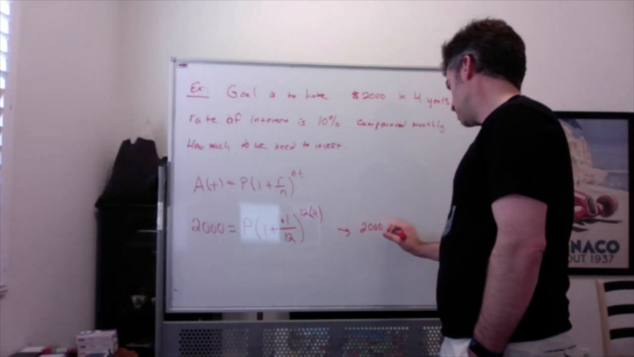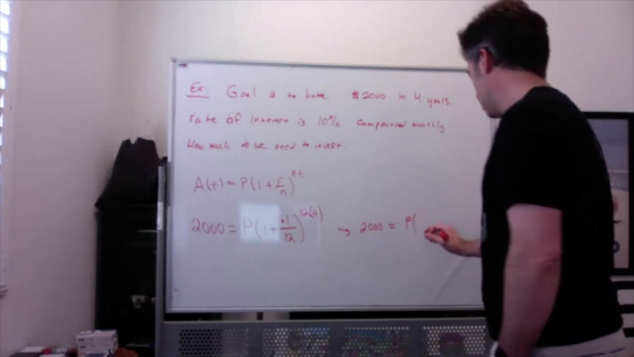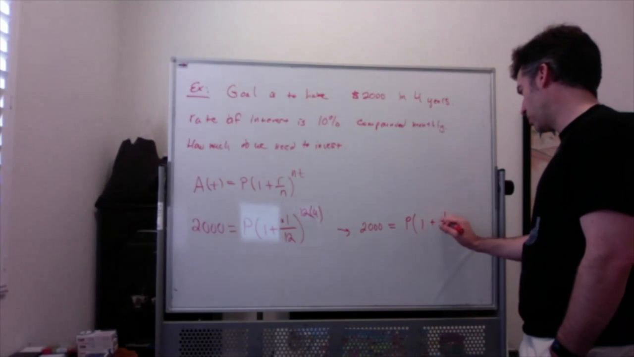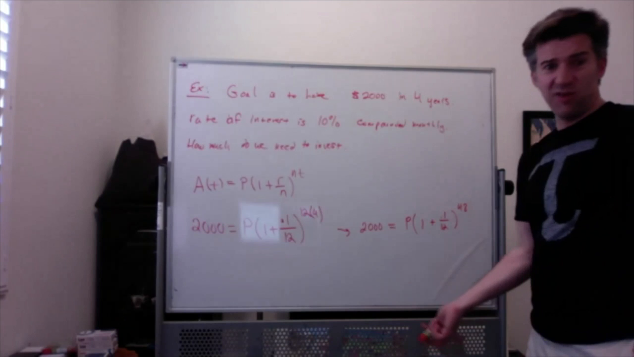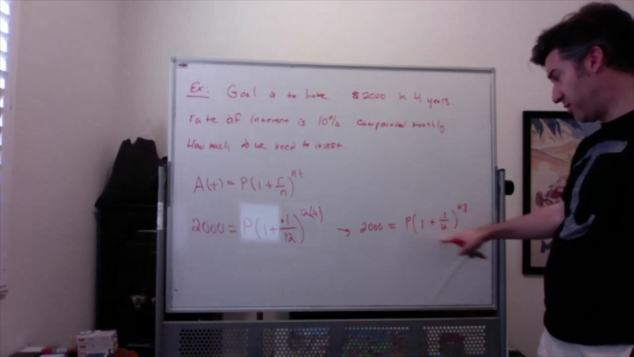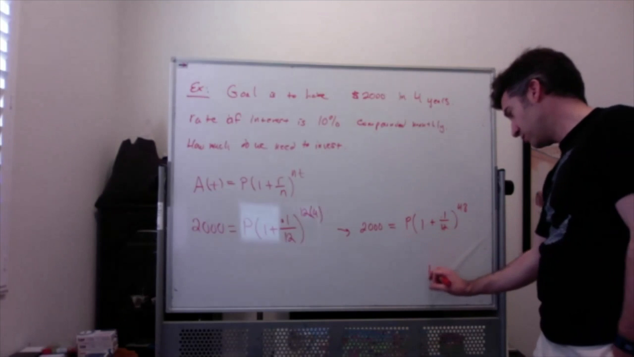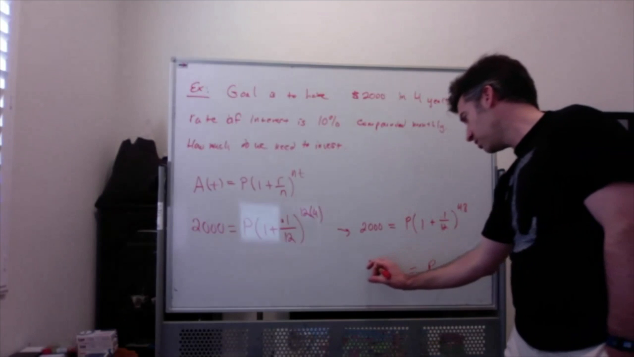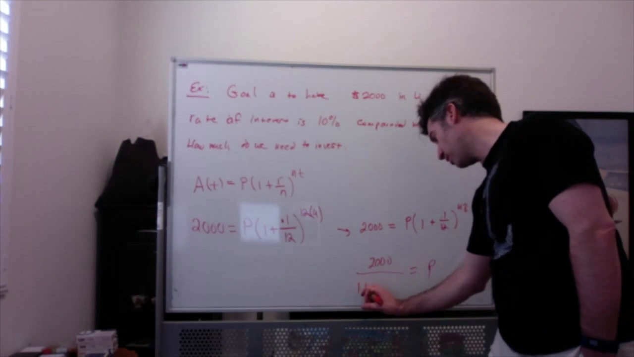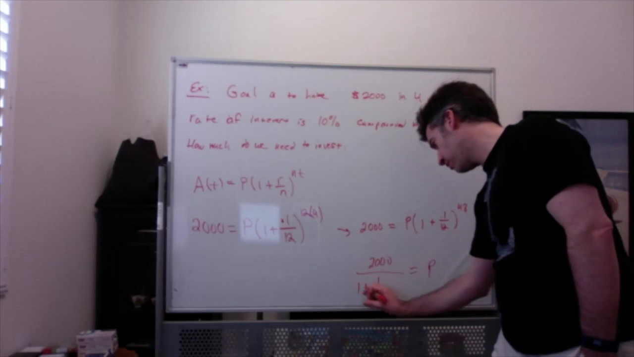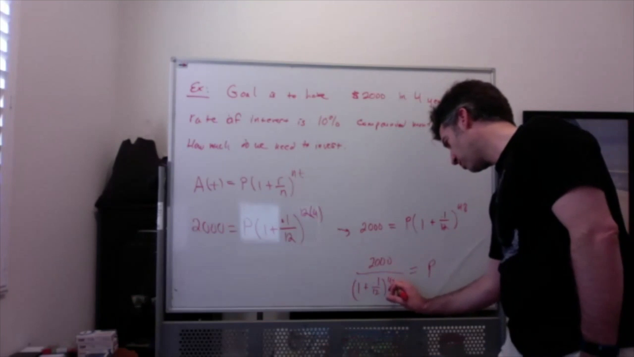2,000 is equal to P times (1 plus 0.1 over 12) to the 48th power. And all you can really do is divide by this to solve for P. So P is going to equal 2,000 divided by (1 plus 0.1 over 12) to the 48th power.